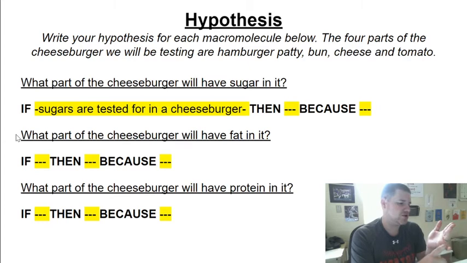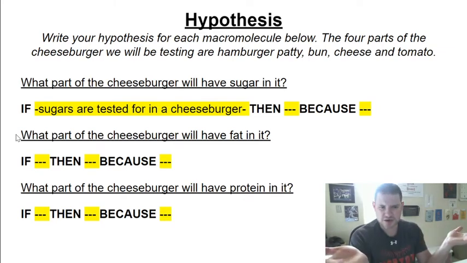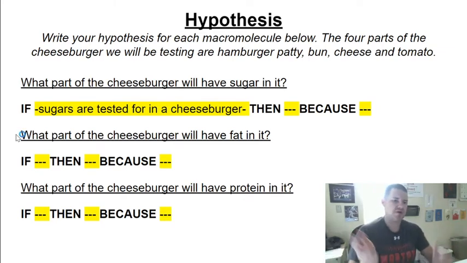And then since usually it comes with ketchup and stuff, we're going to test tomatoes since ketchup is going to be made out of tomatoes. And also, sometimes you end up getting an actual tomato on your burger. So those are going to be the 4 components that we're going to look at.